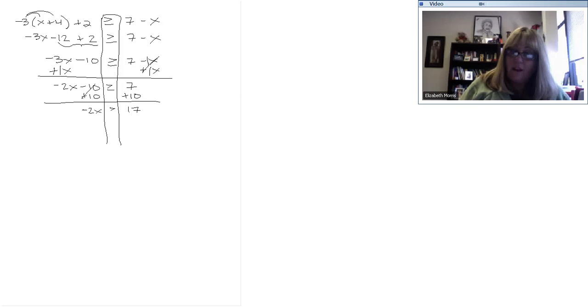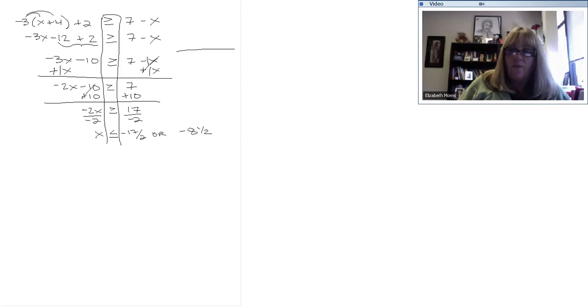Now I have to get rid of the negative 2. Am I dividing by a negative number? Yes, I am. So the sign flips. And I get negative 17 halves, or negative 8 1/2. That's the inequality. Now I still have to graph it.